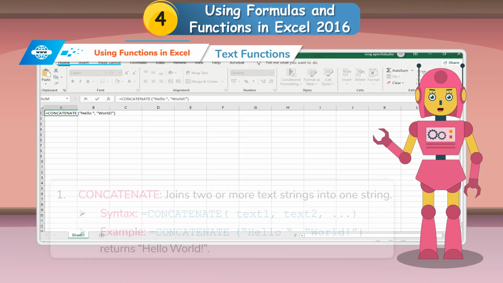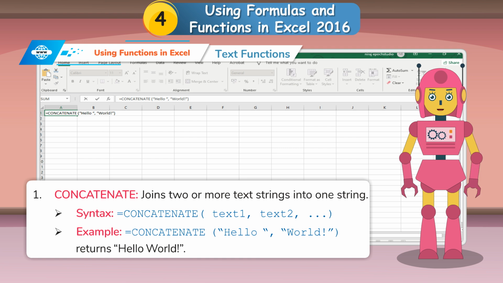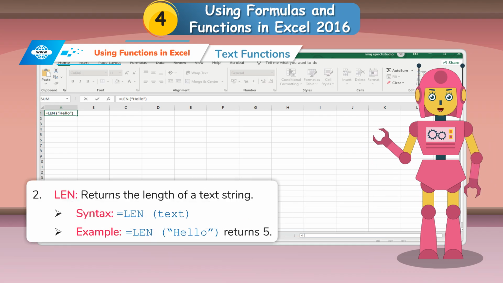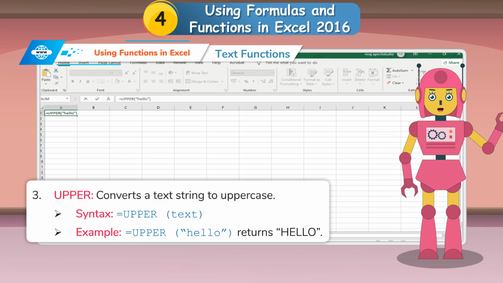Text functions. 1. Concatenate joins two or more text strings into one string. Syntax: =CONCATENATE(text1, text2). Example, =CONCATENATE("hello", "world") returns helloworld. 2. Len returns the length of a text string. Syntax: =LEN(text). Example, =LEN("hello") returns 5.